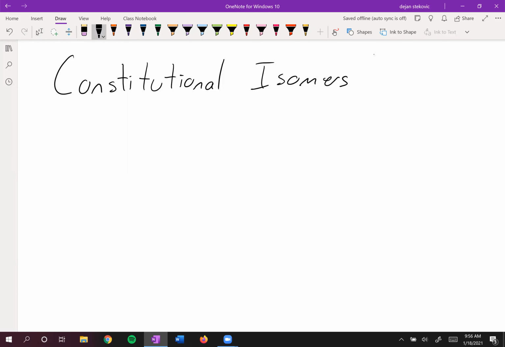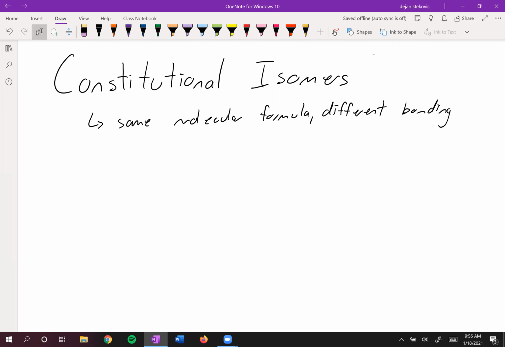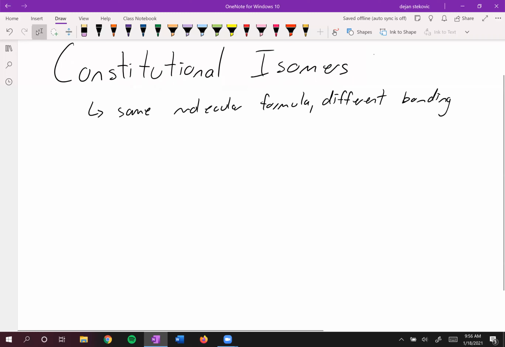All right, so next up we'll talk about constitutional isomers. Constitutional isomers are compounds that have the same molecular formula, but different bonding arrangement. And so the properties of a molecule not only come from what elements are involved, what it's made of, but how those elements are arranged, right? So let's take a look at an example of that.